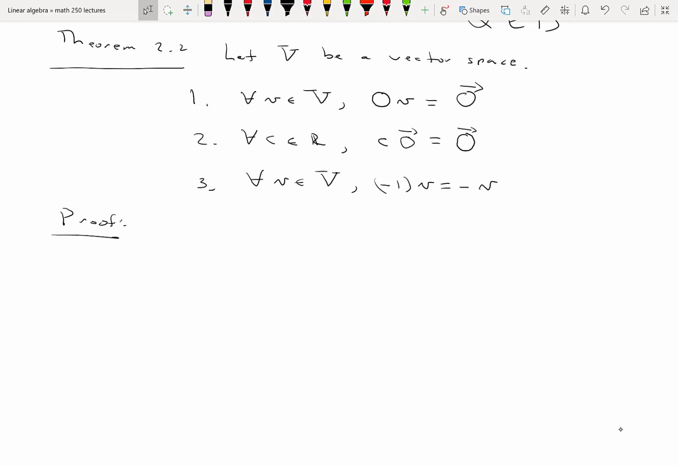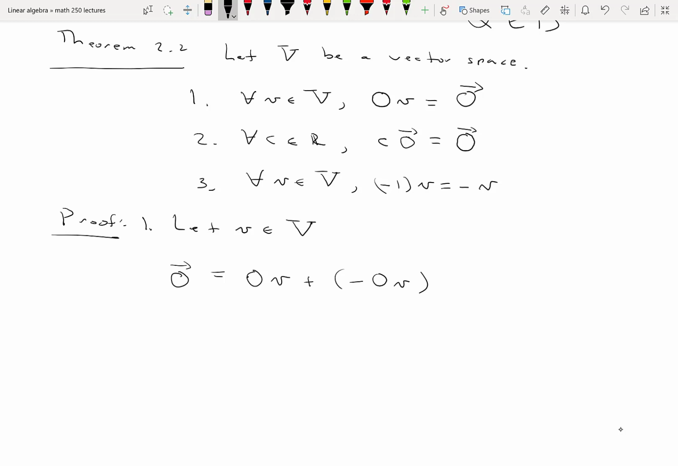Proof. First, I want to show that 0 times any vector is the 0 vector. So let's pick something out of the vector space. Let V be in the vector space. Well, the 0 vector is 0V plus the opposite of 0V. Why? That's the property of opposites. 0V plus the opposite of 0V is the 0 vector.